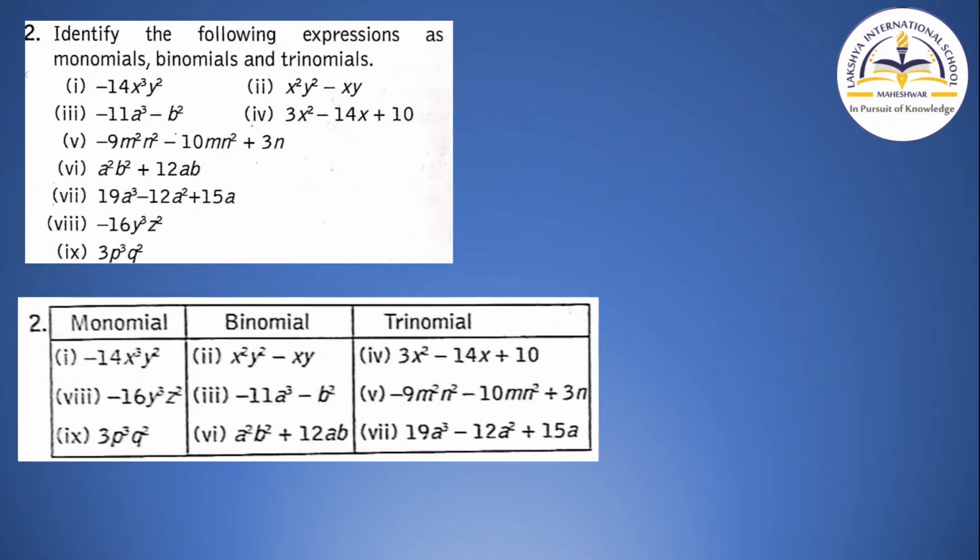Now question number 2, identify the following expressions as monomial, binomial and trinomial. Here you can see there is only one term, so it is a monomial. Now here there are two terms, so this is a binomial. Now again two terms, a and b, so this is a binomial. Now 1 2 3, this is a trinomial. 1 2 3, this is also a trinomial. 1 2, this is a binomial. 1 2 3, this is a trinomial. Only one term, this is a monomial. Here also one term, this is a monomial.